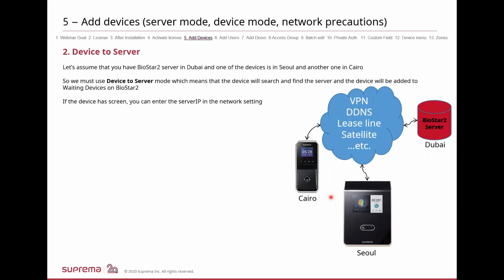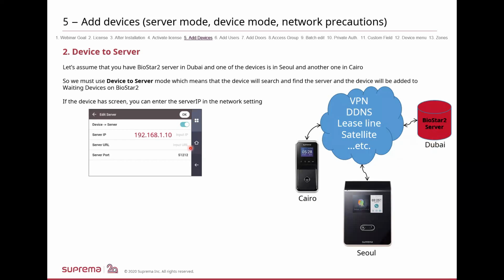In other words, you will put the server IP inside the device, and the device is going to seek and find the server. So if the device has a screen, like these devices, for example, you can access the menu accordingly and put the server IP like this. This is the menu of the FaceStation 2. You go to this device to server option, enable it, and put the server IP. My server IP here today is 192.168.1.10.